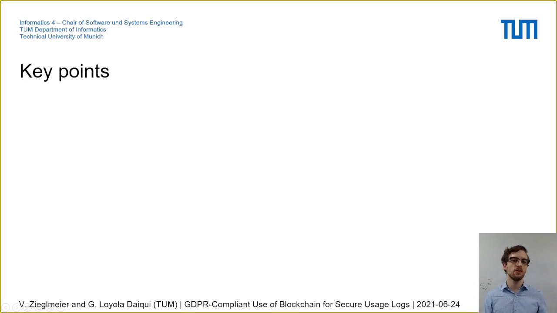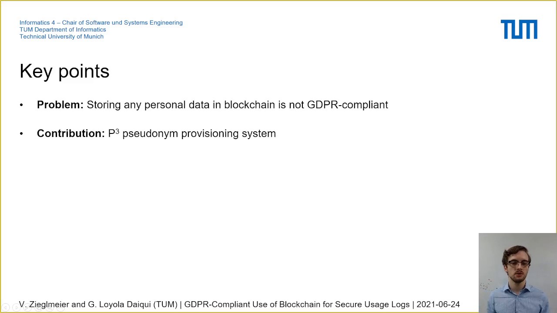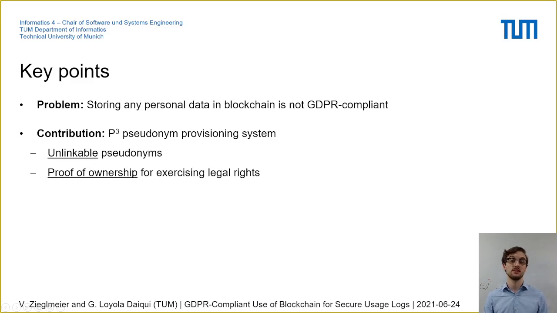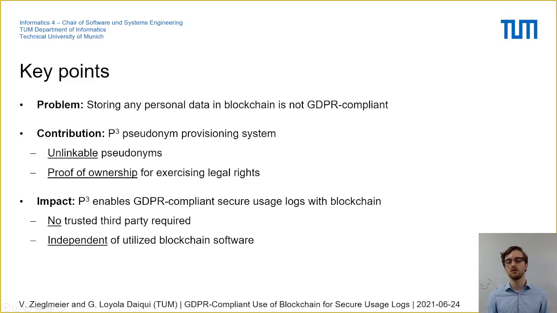Now the key points of today's presentation. Our problem is that storing any personal data in blockchain is not GDPR compliant. Our contribution: this P3 pseudonym provisioning system. It provides unlinkable pseudonyms and proof of ownership for exercising legal rights. The impact? It enables GDPR compliant secure usage logs with blockchain. Importantly, no trusted third party is required, and it's independent of the utilized blockchain software.